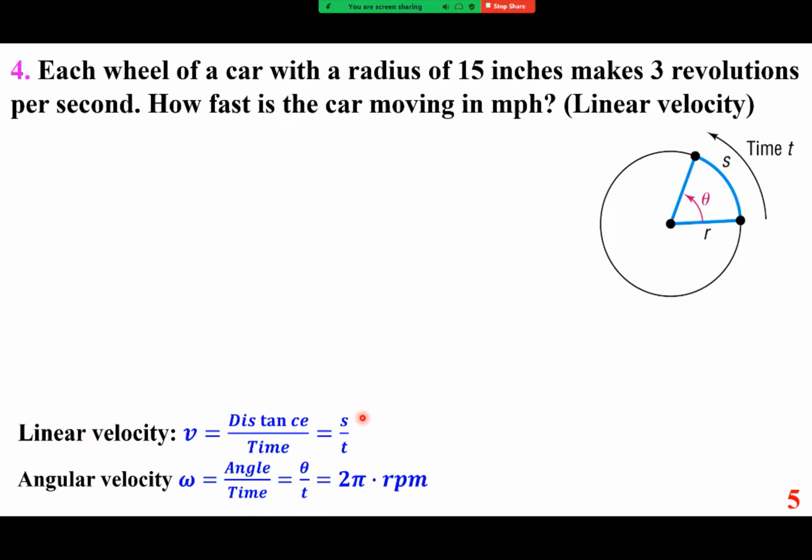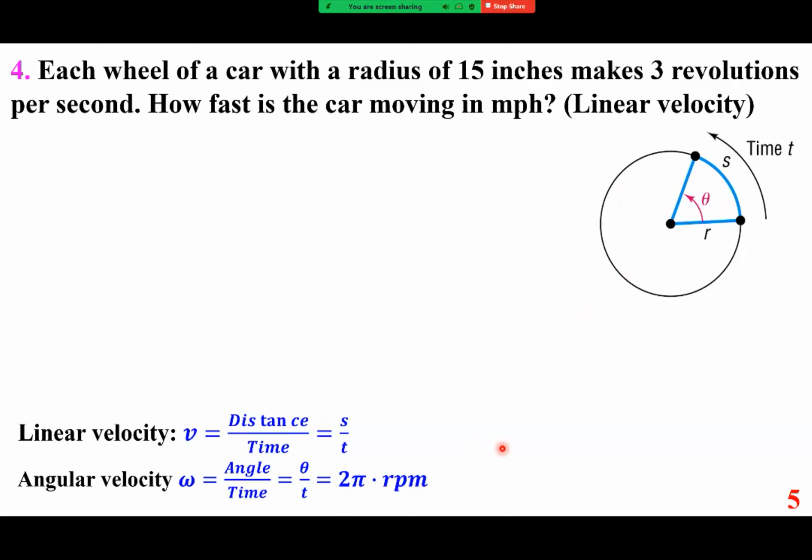So linear velocity S over T, and angular velocity theta over t. Okay. Another way is 2 pi times RPM. RPM stands for revolutions per minute. Sometimes we may have RPS, revolutions per second. A complete revolution is what? 2 pi radians. So for example, if we say 10 revolutions, that means 10 times 2 pi. That's why we have 2 pi times RPM. This is another way of writing it.